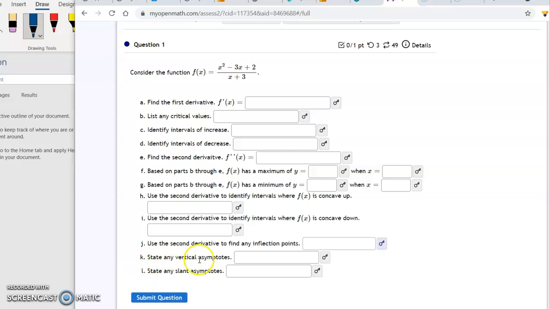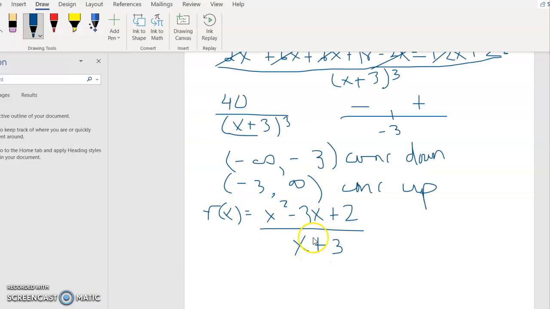Okay, so let's go on to finding the vertical asymptotes and any slant asymptotes. So for vertical and slant asymptotes, we're going to go back to the original function. Vertical asymptotes are fairly easy. That's where our denominator is equal to 0. And of course, we've been saying all along, this is undefined at -3, and that's because that's where the bottom is 0. So x equals -3 is the vertical asymptote. Now the slant asymptote is not as easy because we have to do some long division. We're going to divide x plus 3 into x squared minus 3x plus 2 using polynomial long division.